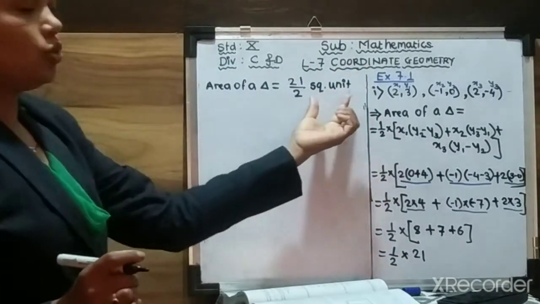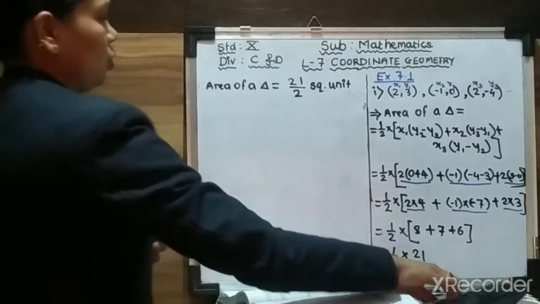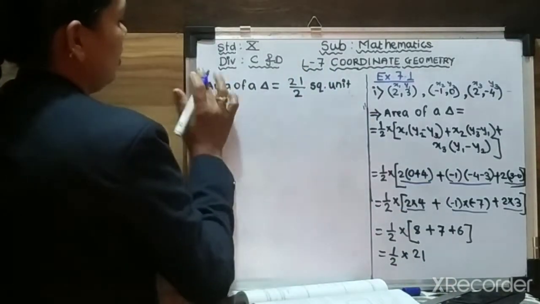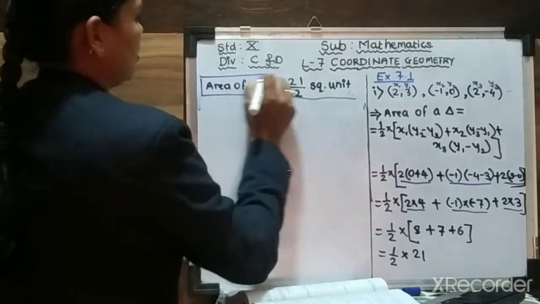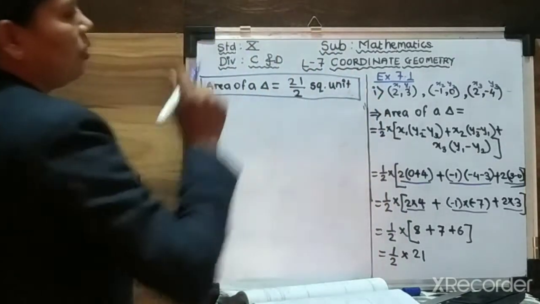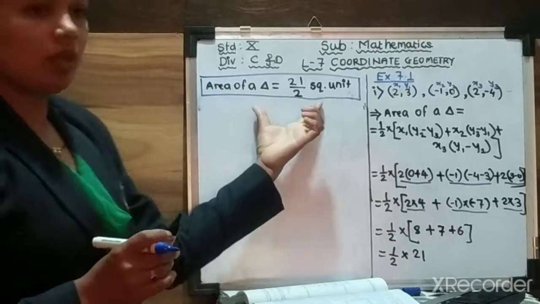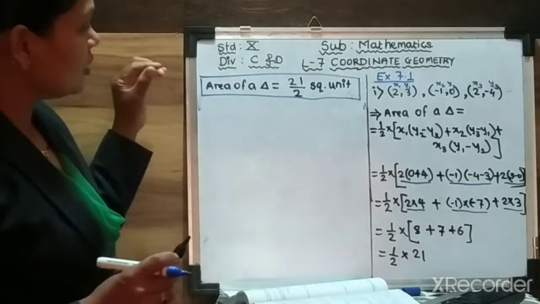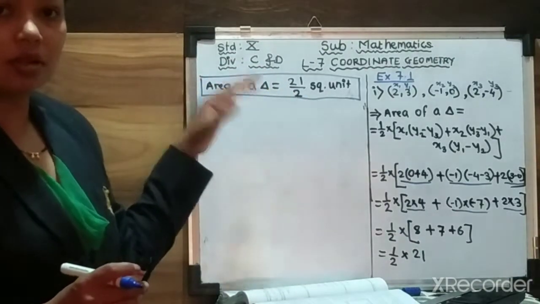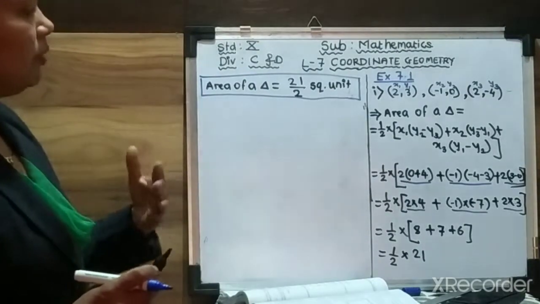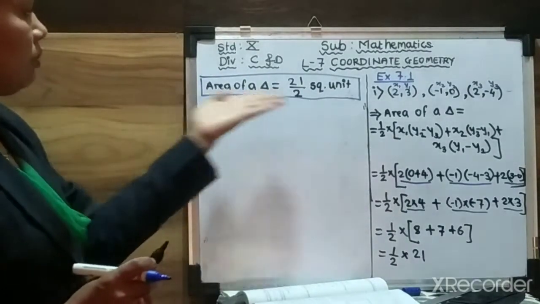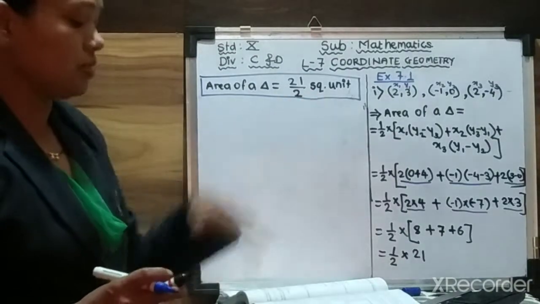Understood this one? Units are very important. So area of a triangle is equals to this. Put a box, always put a box for the answer, so that your answer directly highlights the examiner, and means it will be presentable, right? That's why I am putting a box for the answer.